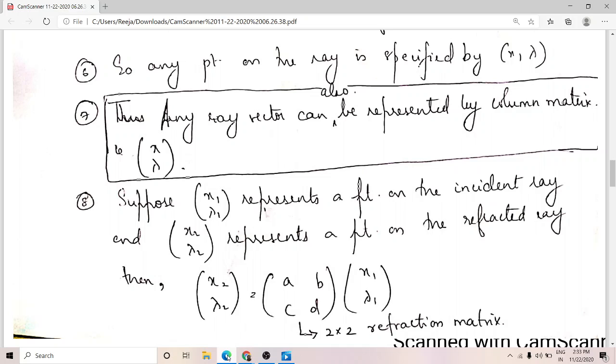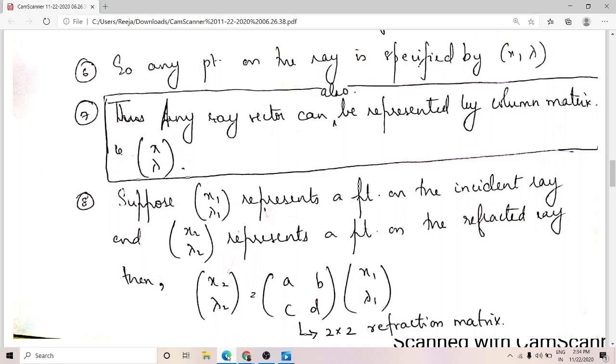Similarly, if the incident ray represented by the column matrix x1 lambda 1 is undergoing a translation, this same column matrix must be acted upon by a translation matrix so that you get the final position of the translated ray given by x2 lambda 2. So I hope it is clear. So just by doing the mathematics, you get the designation of the final ray.